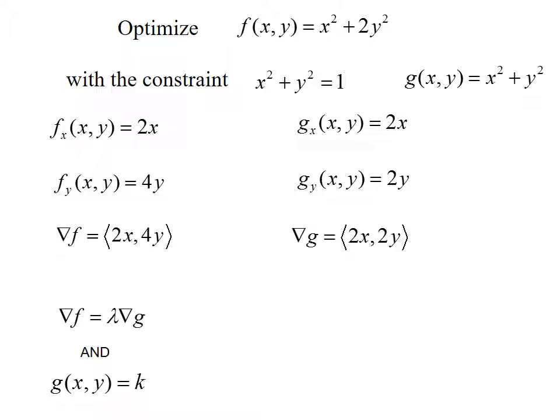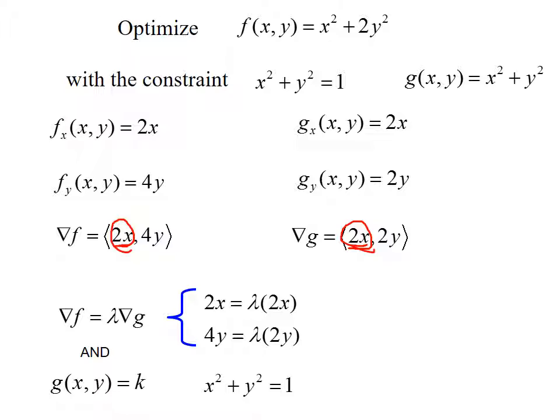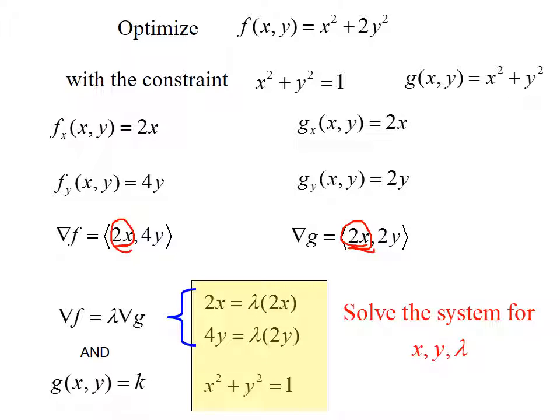Now the gradient of f equals lambda times the gradient of g means that 2x is lambda times 2x, and 4y equals lambda times 2y. We just take the x components and do 1 is equal to lambda times the other one. And the same thing with the y components. And then the constraint. So here is the system of equations that we want to solve.